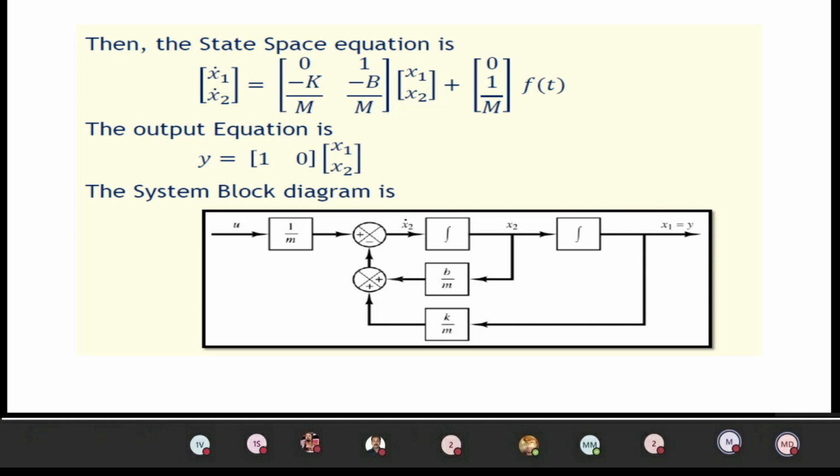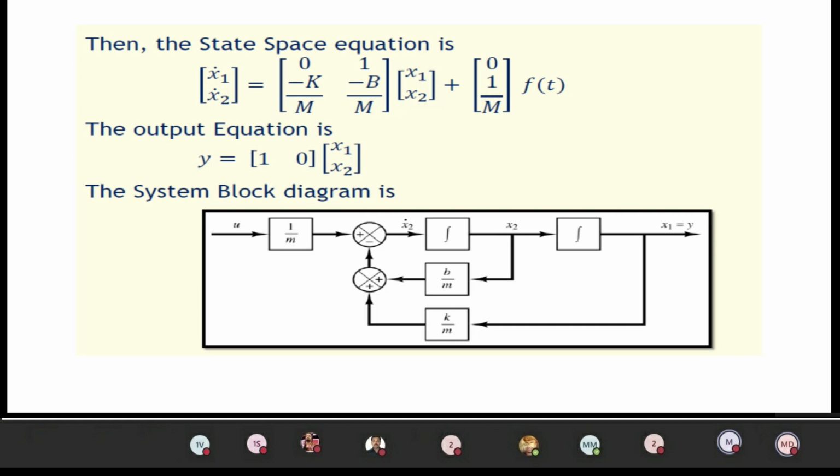Then we can draw the relevant block diagram. From the equations, how do we write the block diagram? I have already told you we have x1 dot and x2 dot, so we should first draw the integrators as rectangular boxes. Draw two integrators. The first integrator's input will be x2 dot and output will be x2, and the second integrator's input will be x2, sorry, and output will be x1. Like that it becomes.